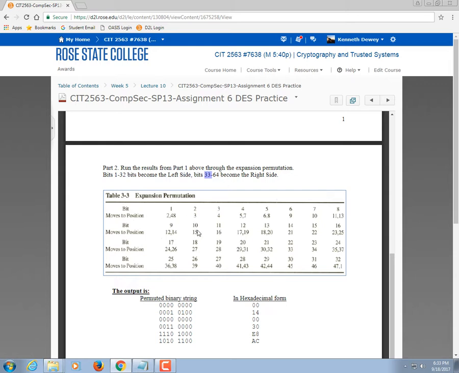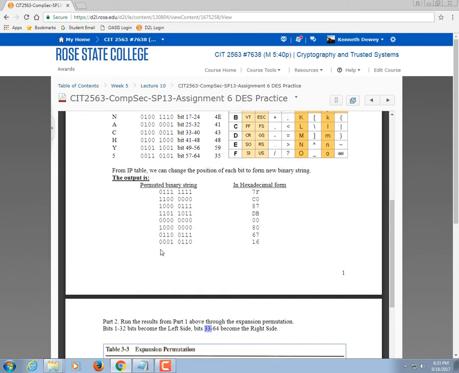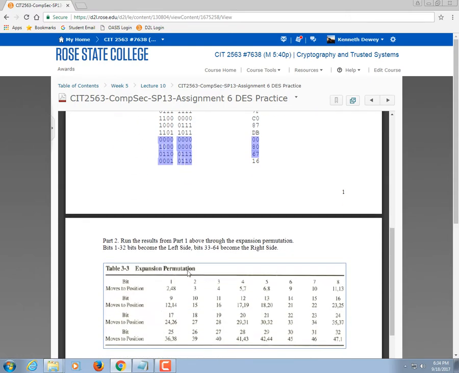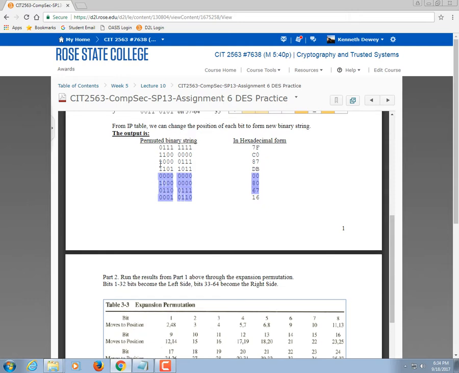So how does that change? When I said 1 right here, because remember, we have all this stuff up here. Remember 33 through 64? So really you're only working with these bottom ones right there. Okay? So many people mess that up. So bits 1 through 32, the top ones are the left side. You don't do anything with them under the expansion permutation.